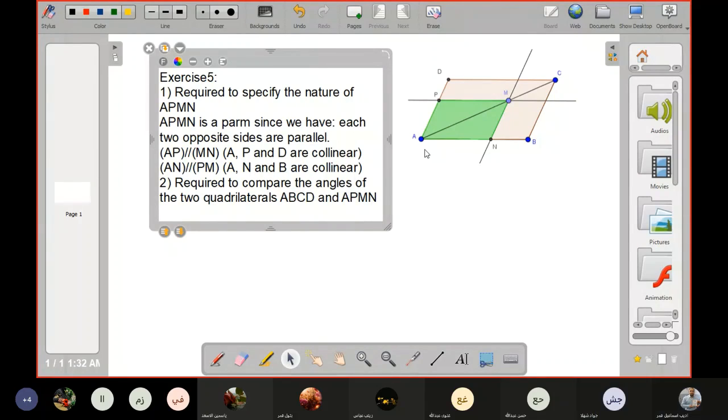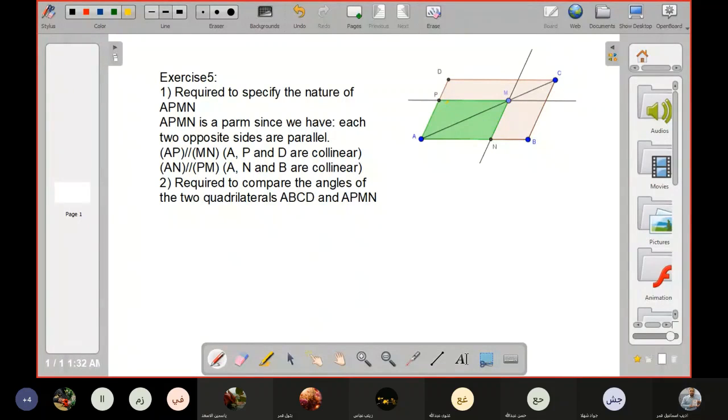Okay, let's start from this angle, APM, and ADC. What do you say about these two angles, Jawad? Look at the two angles that are marked with yellow. What do you say about them?